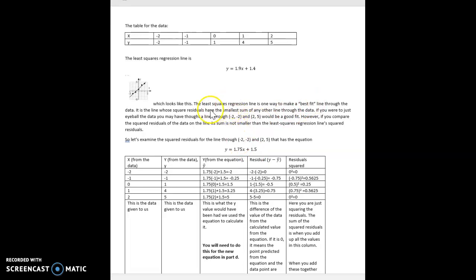The least squares regression line is one way to make a best fit line through the data. This line is the line whose squared residuals have the smallest sum of any other line in the data. Okay, if you were just to eyeball the data, you may have thought a line through the points -2, -2, and 2, 5, maybe the first and the last point, would have been a good line. However, if you compare the squared residuals of that line to this least squares regression line, the least squares regression line's squared residuals would add up to be a smaller number.